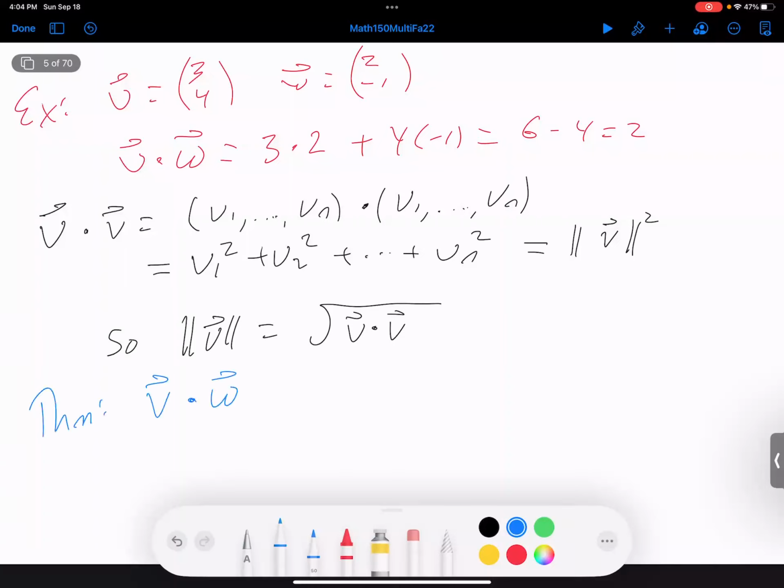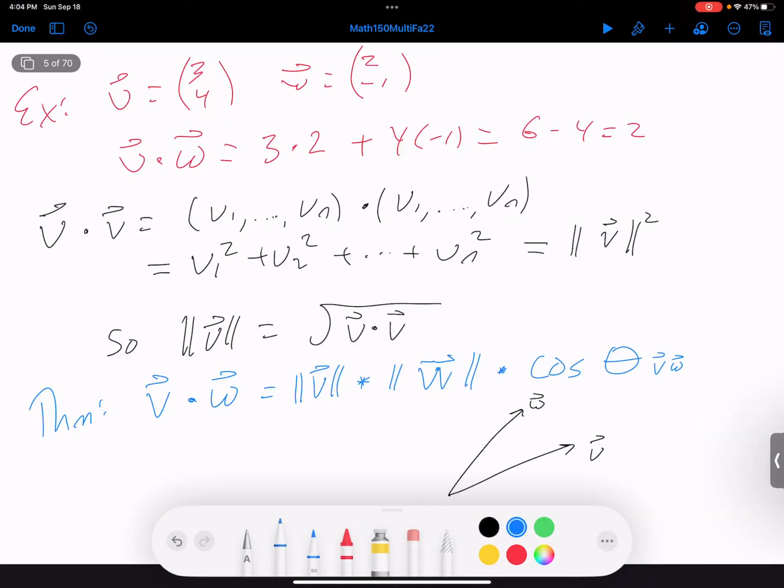V dot W equals the length of V times the length of W times the cosine of the angle between V and W. So if I give you 2 vectors, here's the vector V, here's the vector W, and here's the angle between them. Well, if I switch the order of V and W, I switch the angle and I make the angle negative. Does the cosine of theta equal the cosine of negative theta? Yes. Because cosine is even, order doesn't matter.